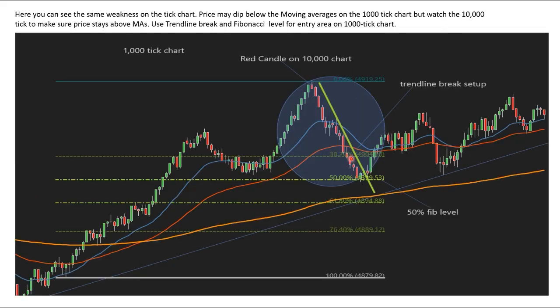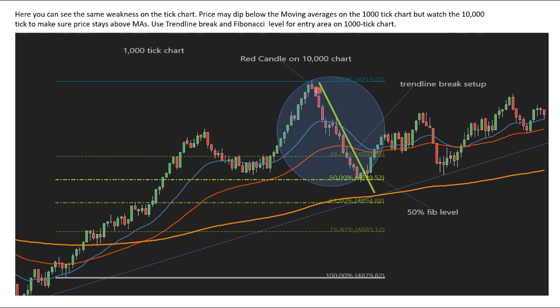We go to the next time chart, we zoom in on it, and we look for a trend break, a trend line break at a Fibonacci support level. It must stay above the 200 moving average, but oftentimes will break the 50 and the 20 on the 1,000 tick chart. Sometimes it won't, like this area over here, it didn't break both moving averages, but oftentimes it's going to break them both for a deep pullback.